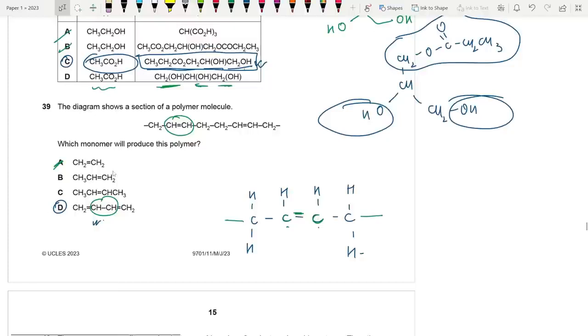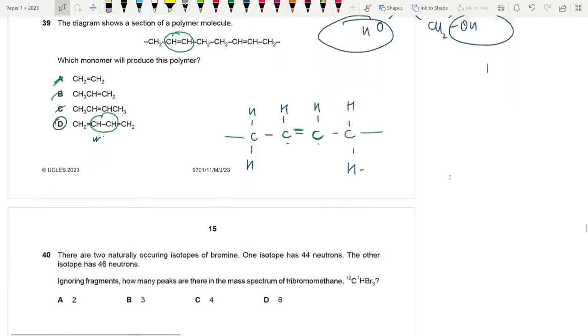You could cancel out A, B, and C because they only have a single double bond. So that doesn't make sense. You wouldn't end up with a double bond after forming the polymer, yeah?